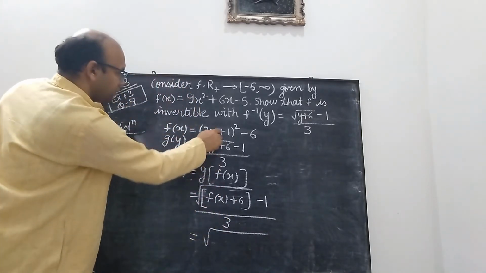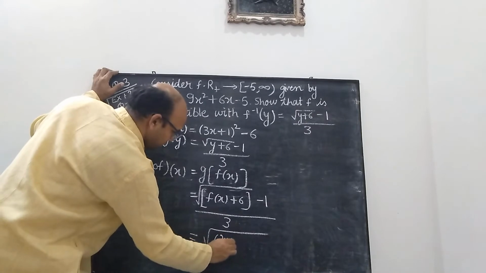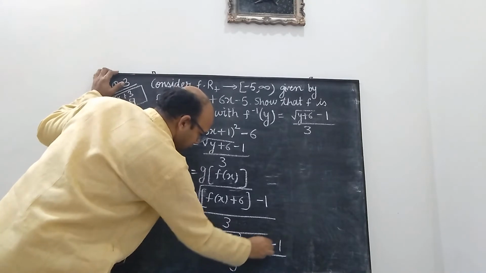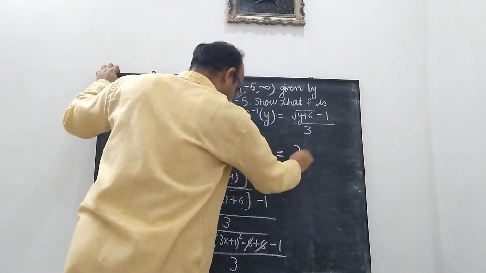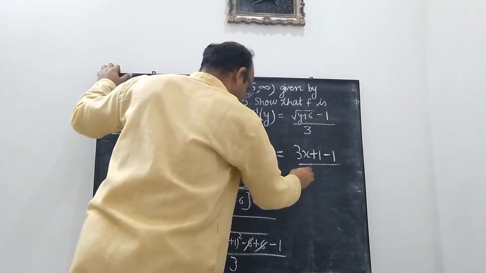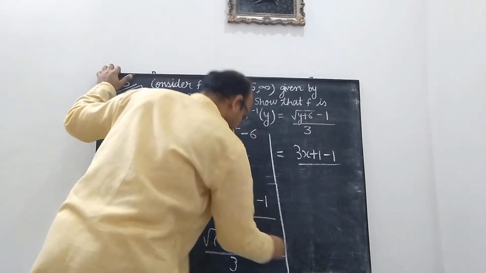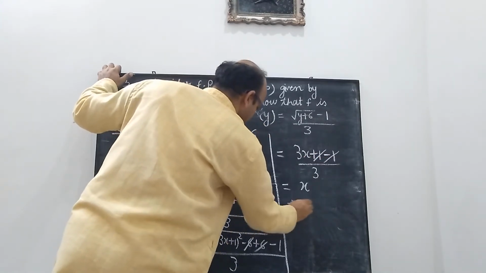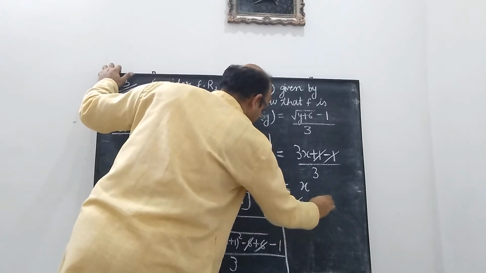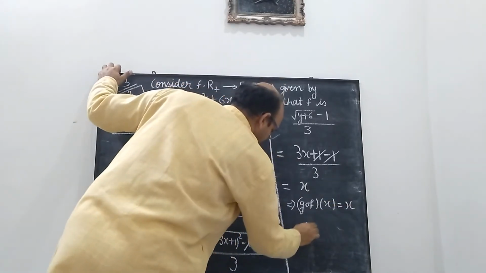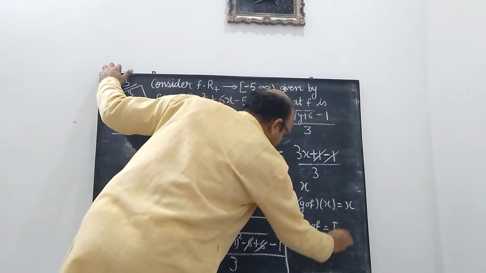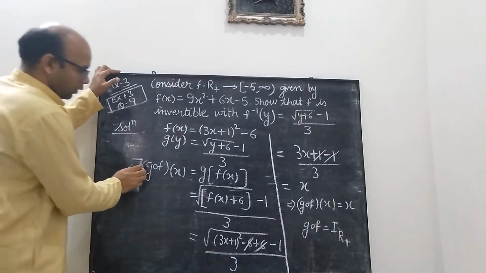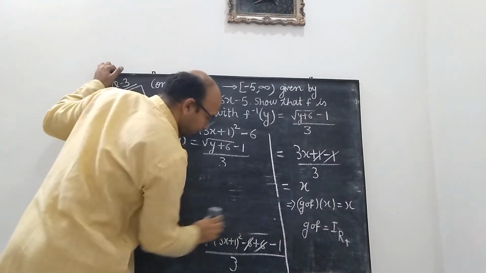So in place of f(x), we just substitute this value, (3x plus 1) whole square minus 6, plus 6, minus 1 upon 3. The 6s cancel out, we take out the square root, we have 3x plus 1, minus 1 upon 3, and this will give you x. So what we are able to prove is that g o f of x is equal to x, meaning g o f is an identity function on the set of positive real numbers. Now we find f o g of y.